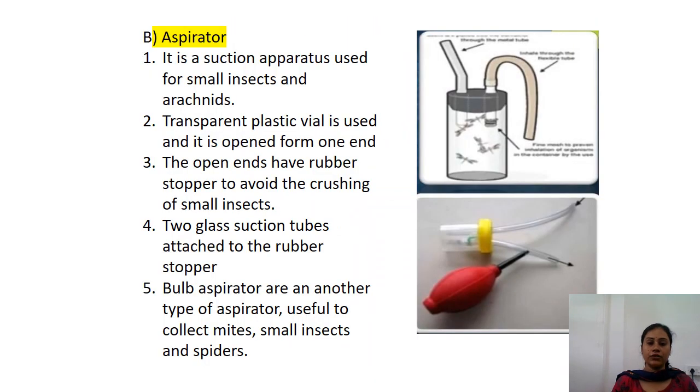The second collection tool is the aspirator. An aspirator is a suction apparatus used for small insects and arachnids. A transparent plastic vial is used and it is open at one end. The open end has a rubber stopper to avoid crushing of small insects. Two glass suction tubes are attached to the rubber stopper. Bulb aspirators are another type of aspirator used to collect mites, small insects and spiders.